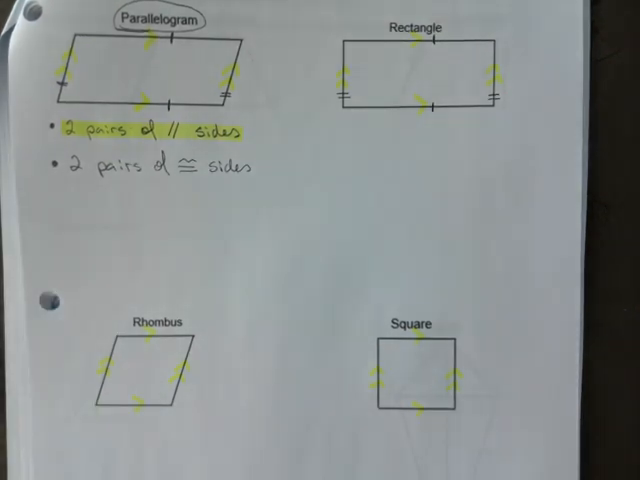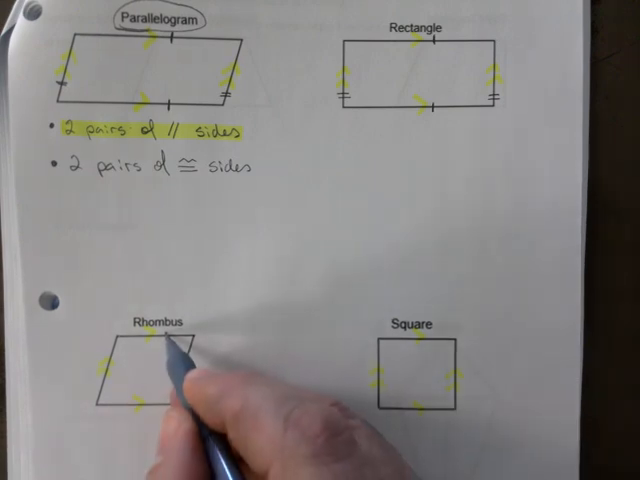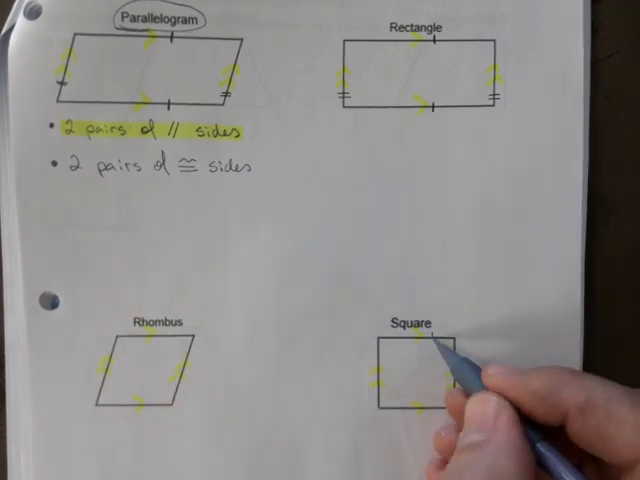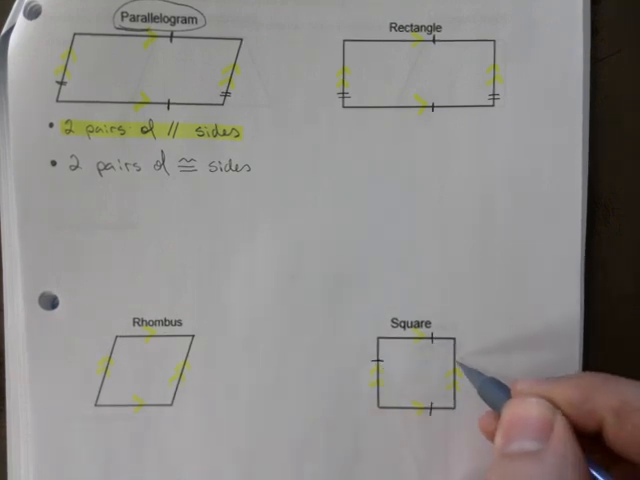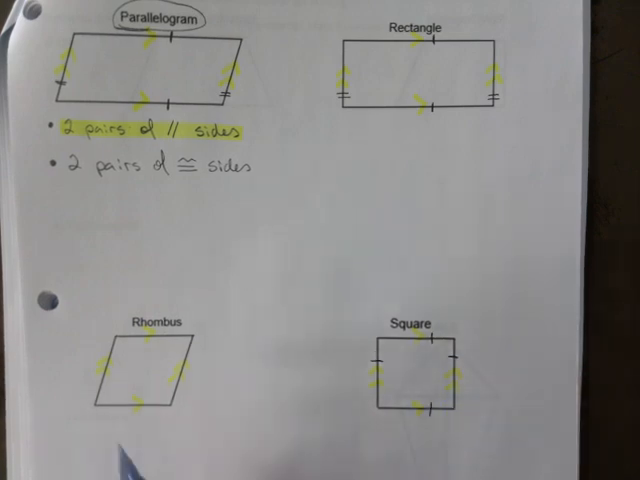Watch this though. What about a rhombus and a square? All four sides are the same. A square, you would agree, all four sides measure the same. So we can actually just go one line everywhere. All four sides measure the same. That's also the case with a rhombus.